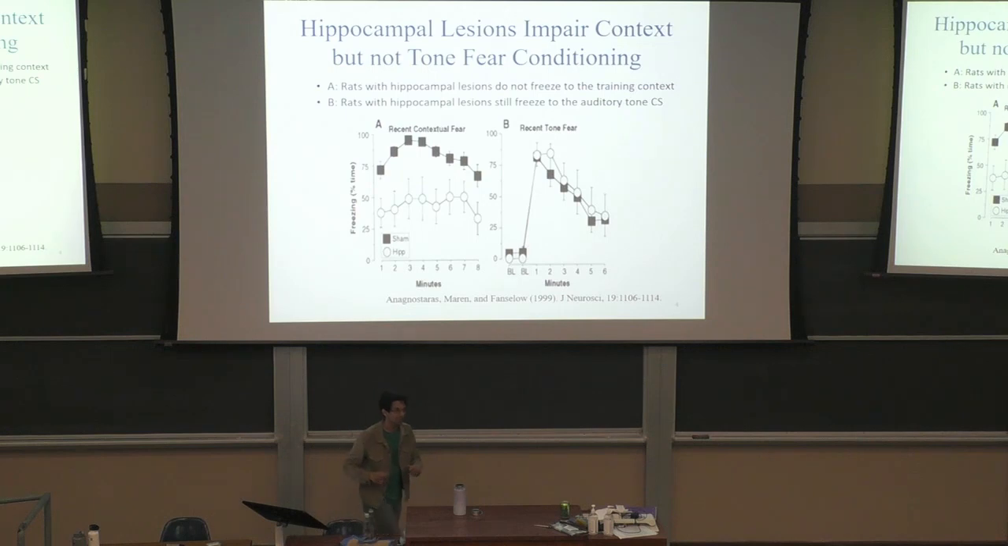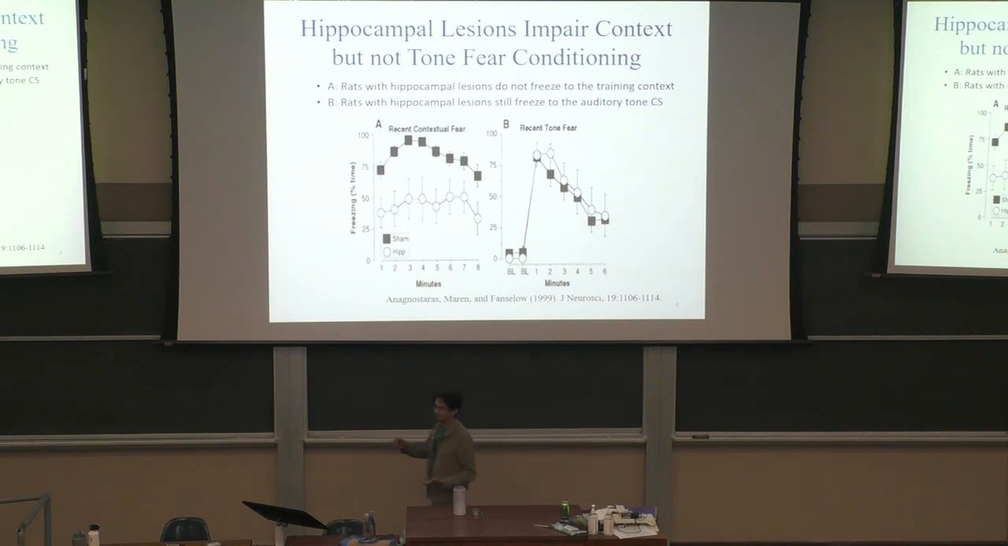And this suggests that the dorsal hippocampus is not generally involved with just producing freezing or fear or something like that. Because if that was the case, then the lesions would affect tone fear conditioning as well. So the fact that the lesion of the dorsal hippocampus affects only contextual conditioning suggests that that region is more related to the contextual representation, rather than the emotional part of the contextual fear conditioning.